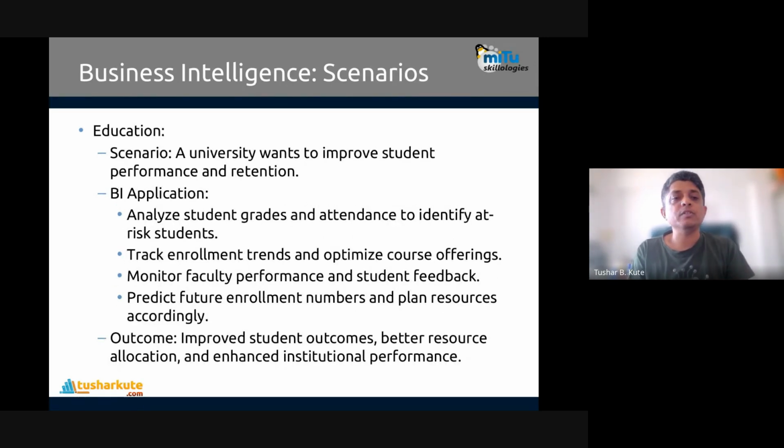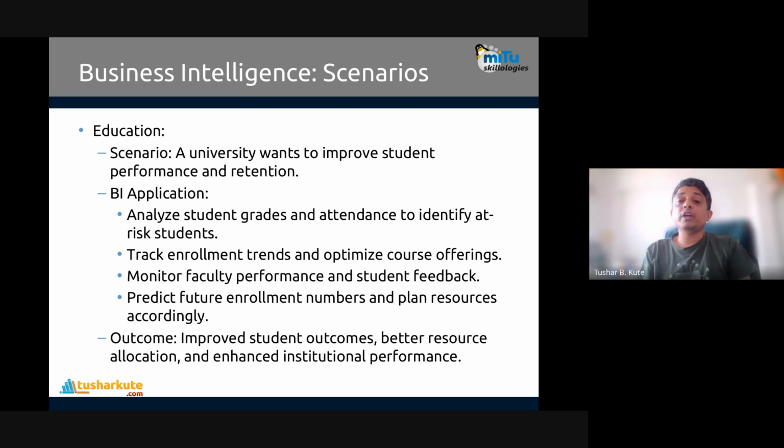Education. See the education. In education, definitely, yes, one of the great applications where you can have a university that wants to improve student performance and retention. What they want is student performance improvement and retention of the students also. So how can BI tools help? First thing, they can analyze student grades and attendance to identify at-risk students. Risk means which students are at risk, like they're not having good attendance, plus they have not scored well in the examinations. Both are there, so at-risk students can be found.